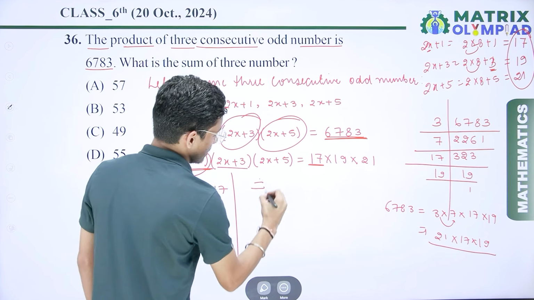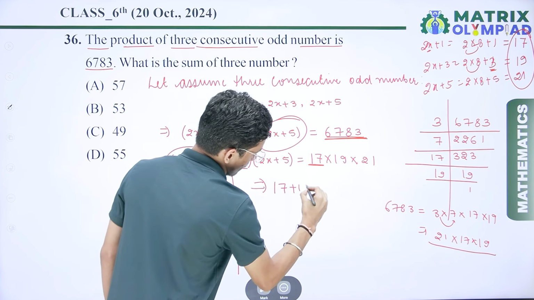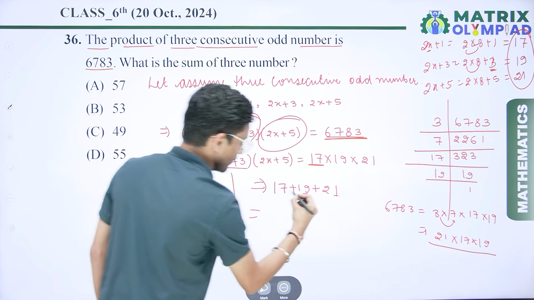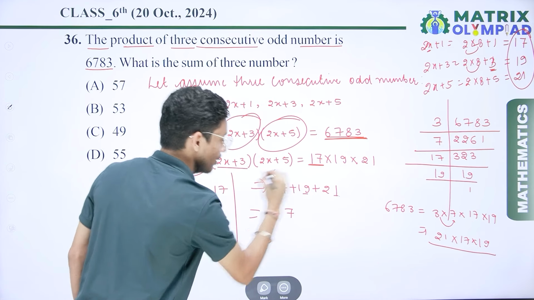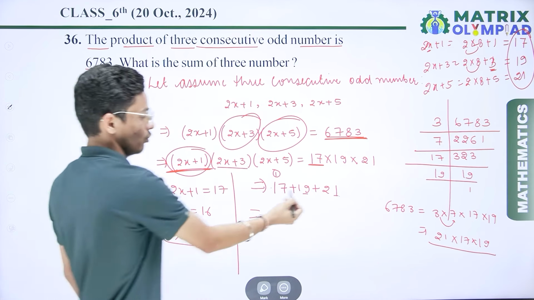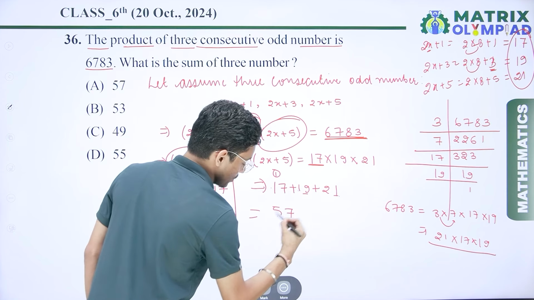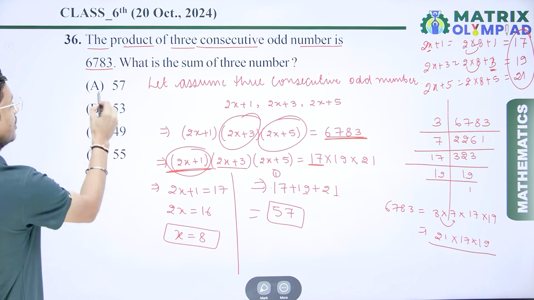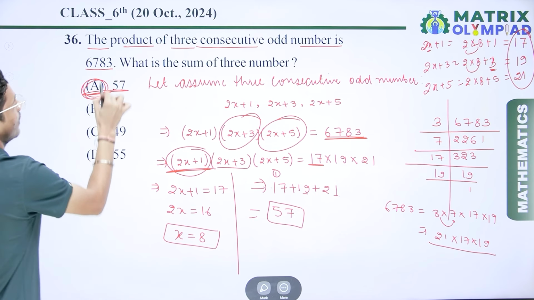So here if I add these 3 numbers, 17 plus 19 plus 21, so here I get 9 plus 1, 10, 10 plus 7, 17, carry 1, 1 and 1, 2, 2 and 1, 3, 3 plus 5, 57. So here I get the sum of the 3 consecutive odd numbers, that is 57. So here 57, option number A is the correct answer.